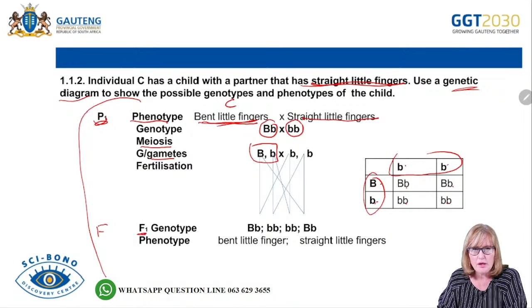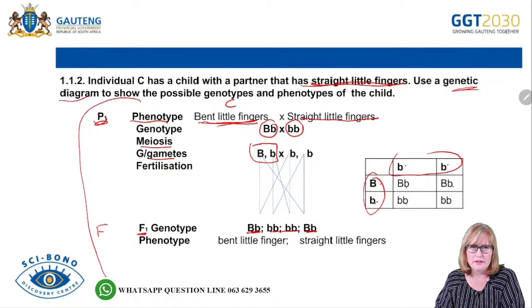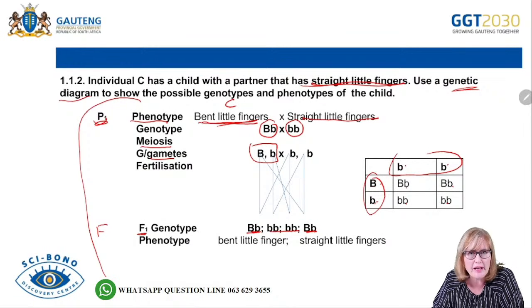And there's my F1 genotype, and that's what they asked for. They asked for the genotype. And in this case, you'll see there's half of them will have bent little fingers, and half of them will have straight little fingers. So that will be your phenotype. You do not have to give this ratio of the offspring here because they didn't ask for it. But if you want to, you can do that.